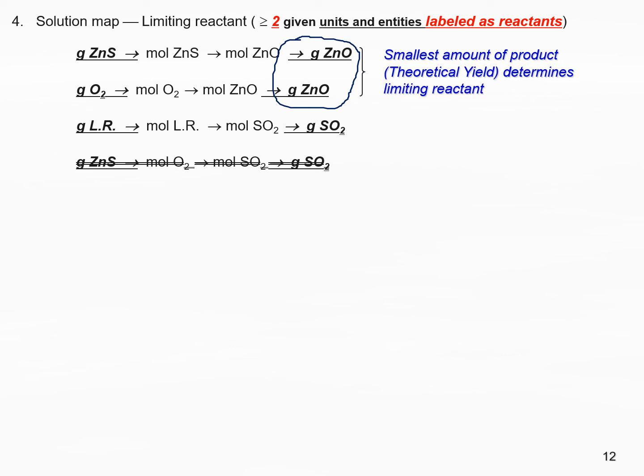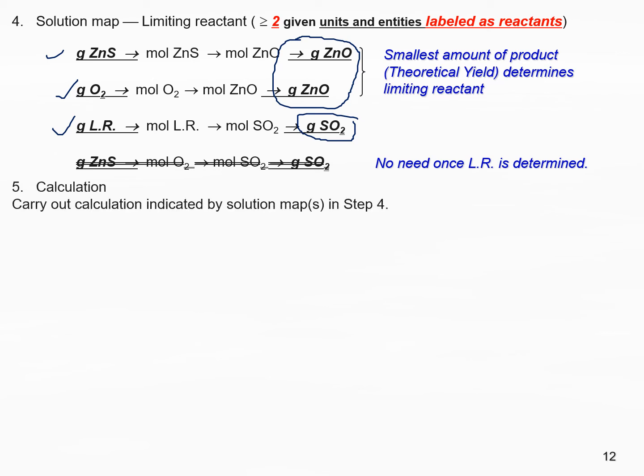So how many solution maps? 1, 2, 3. First 2. We find out what the limiting reactant is and the theoretical yield for zinc oxide, and then we take the limiting reactant and carry out the calculation in order to get the theoretical yield of grams of zinc oxide. Okay. So for the first solution map, there's no need for us to do it because once we know the limiting reactant, it's done. Okay. Last step, calculation. We carry out a calculation indicated by the solution map or maps from step 4. We got 3 solution maps to carry out.